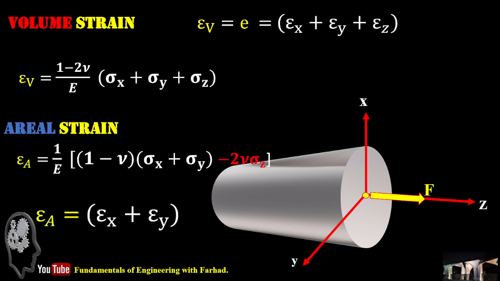We already know that sigma x and sigma y are equal to 0. Sigma x and sigma y, there is no stress on that part. And in the z direction, we have force applied to the cross-sectional area of our solid bar. So that's force over the area. Do the same for epsilon A. Sigma x, sigma y is equal to 0, so we have only this part left.